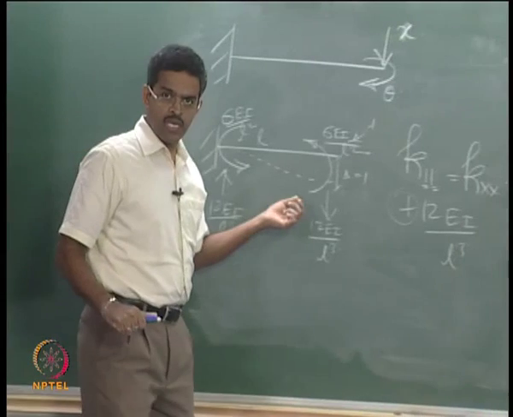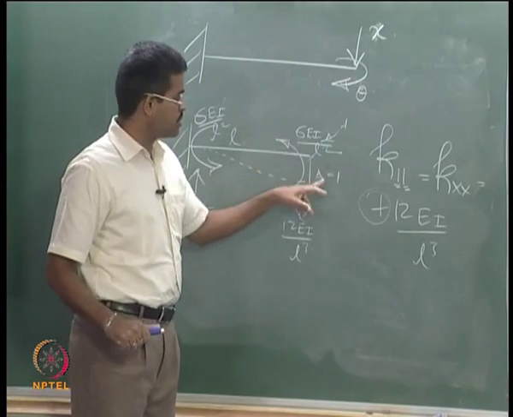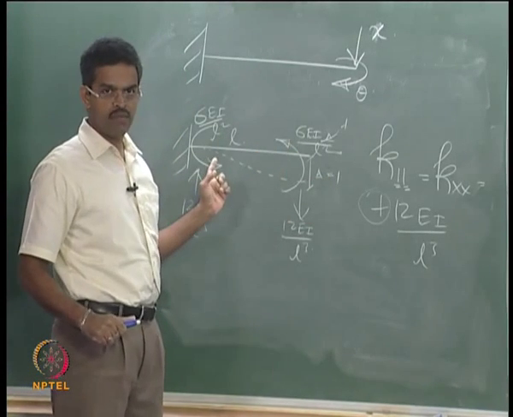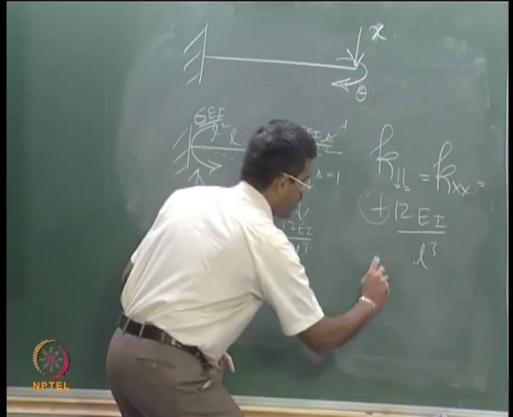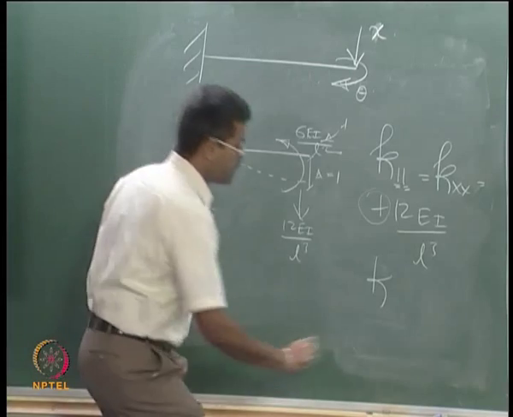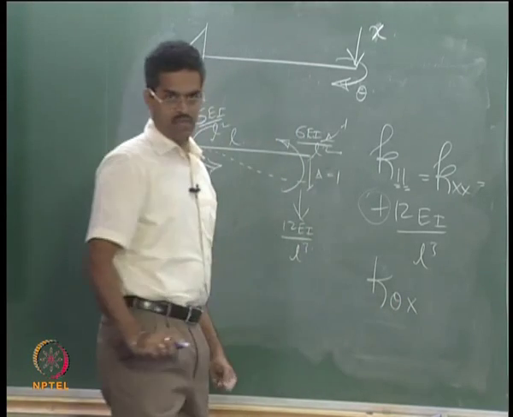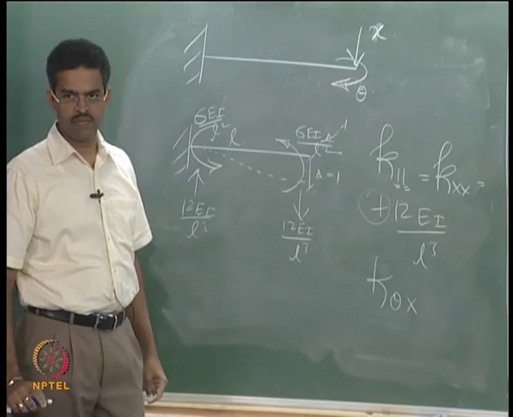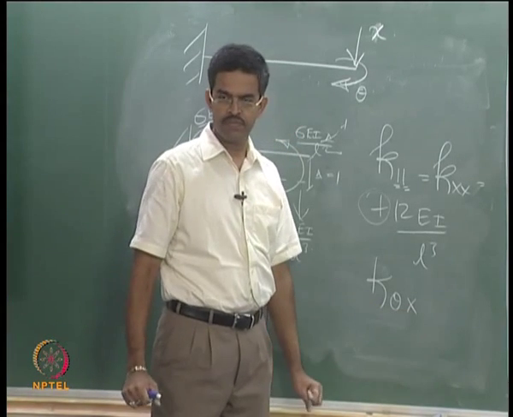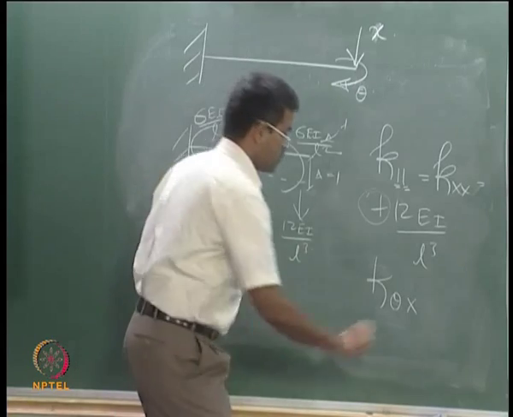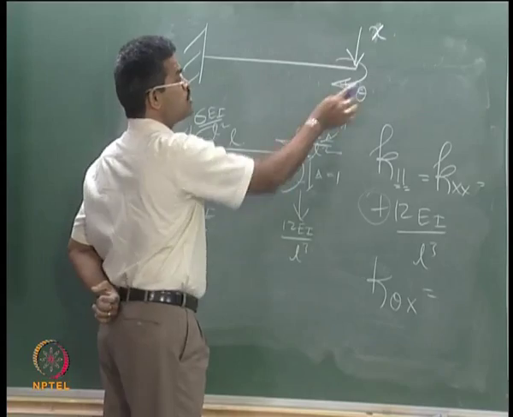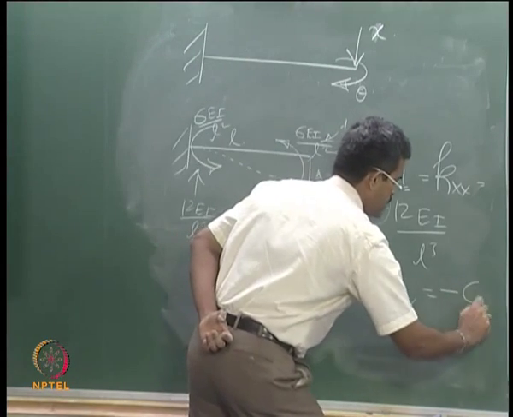There is one more component which is arising because of the displacement, that is the moment. There is a moment here. That moment is again going to be K, moment caused because of displacement, K theta x. So, this is going to be equal to this value, this is opposite to this. So, minus 6EI.